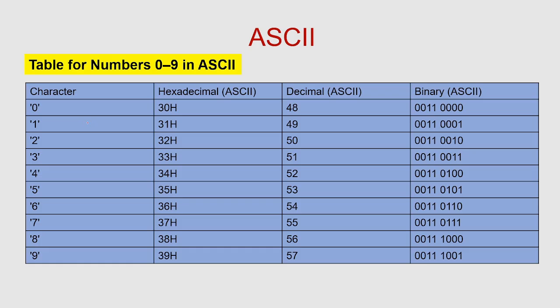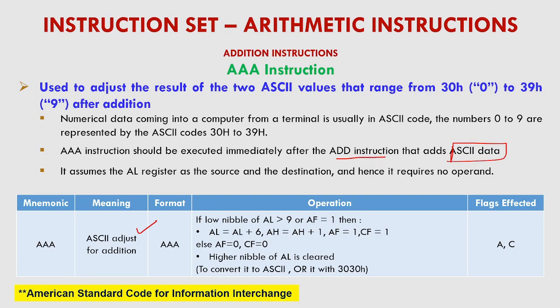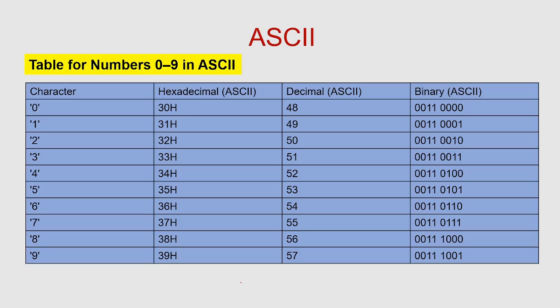First, you need to understand ASCII, right? What do you mean by ASCII? That is American Standard Code for Information Interchange. See, these are the valid unpacked decimal numbers, 0 to 9. So the characters 0, 1, 2, 3, 4, 5, 6, 7, 8, 9. The equivalent hexadecimal will be 30, 31, 32 to 39. Similarly, the decimal and binary are given.